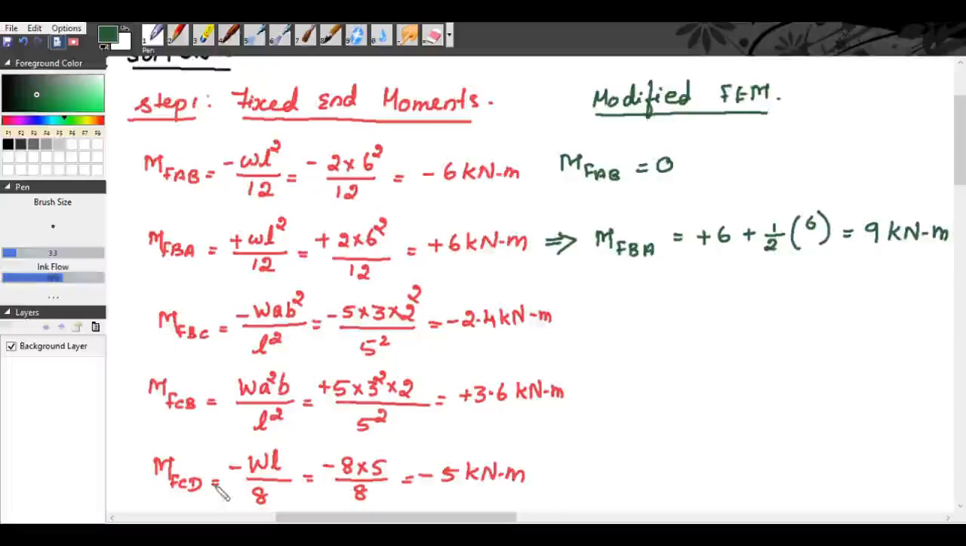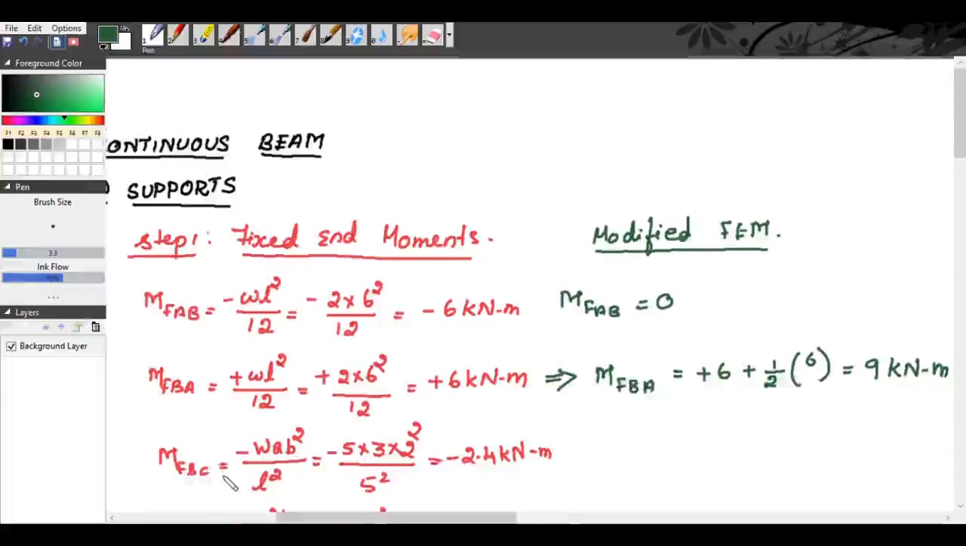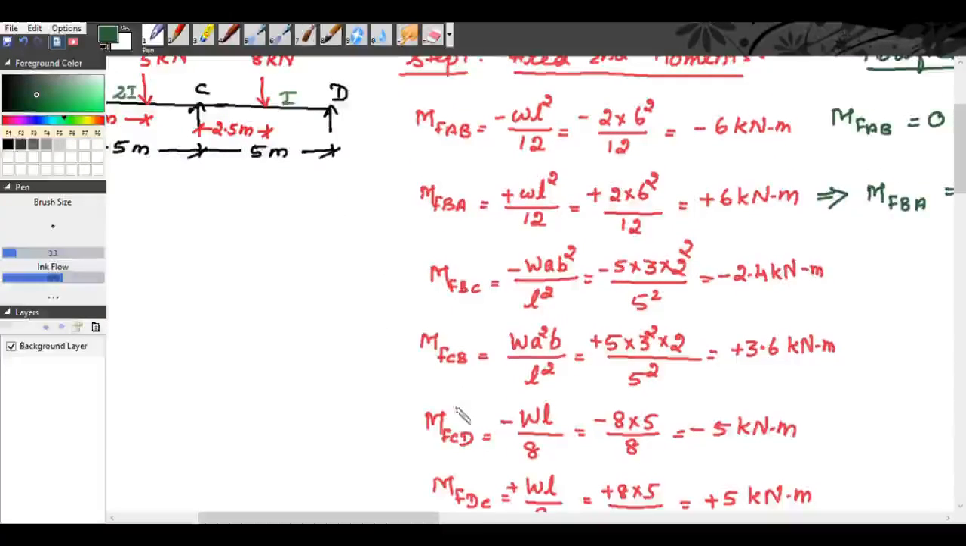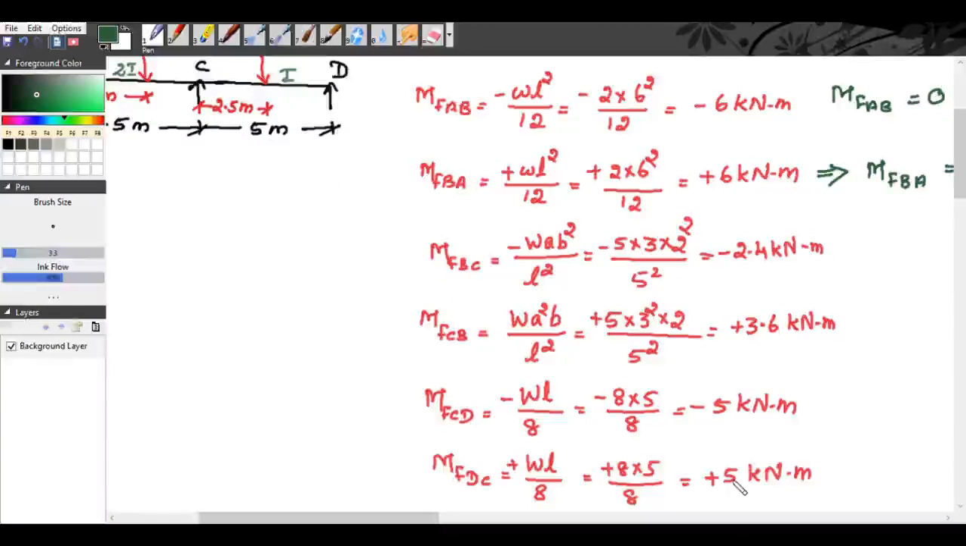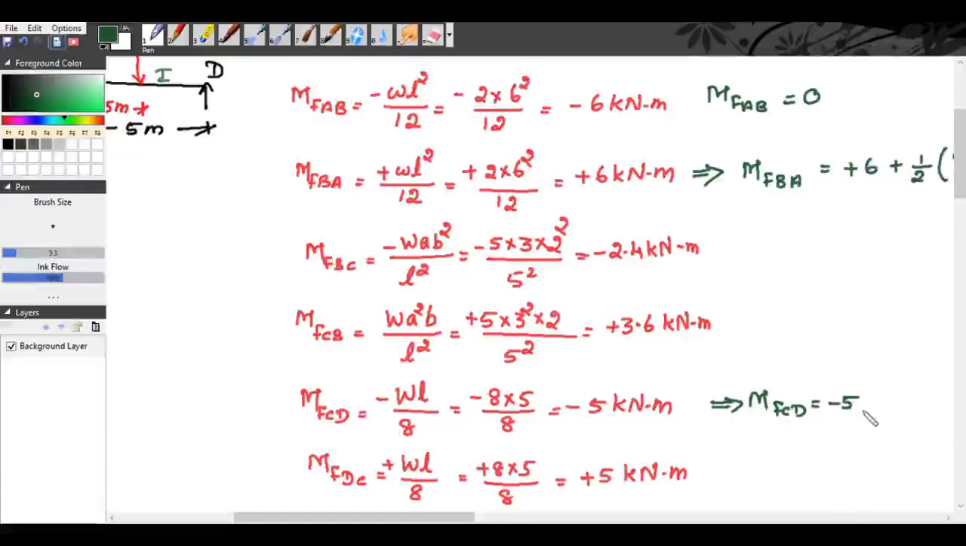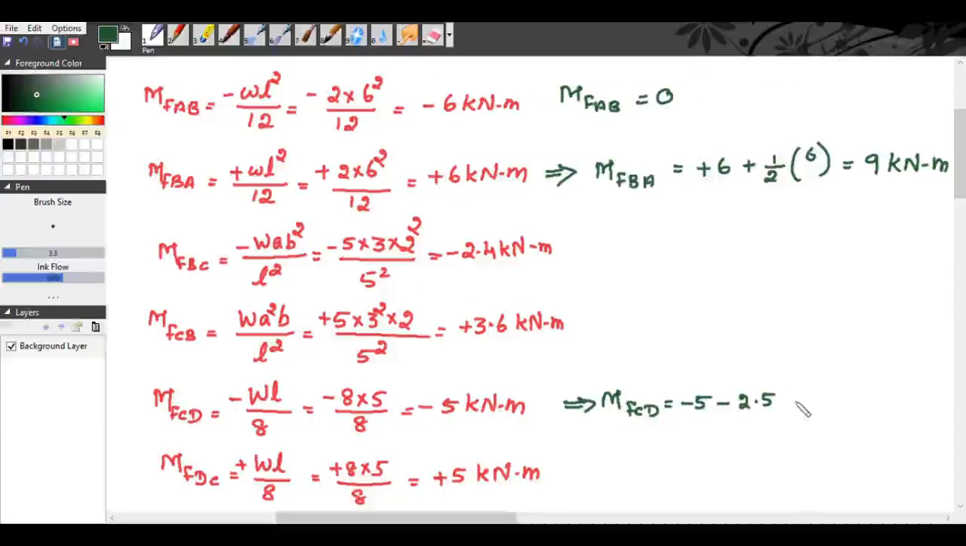Similarly, from D, this 6 is balanced so that you will be giving plus 6. So balancing, you will get minus 5. Half of 9 kilonewton meter should be transferred to this joint. Similarly, 2.5 should be transferred to this joint D. So what we get is M of CD will be equal to minus M of BC, which is plus 5. From balancing you will get minus 5, so half of that, minus 2.5, should be transferred to this joint.